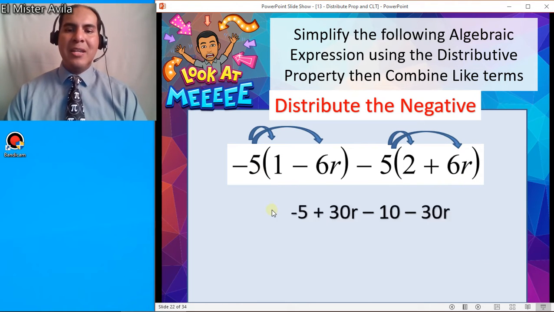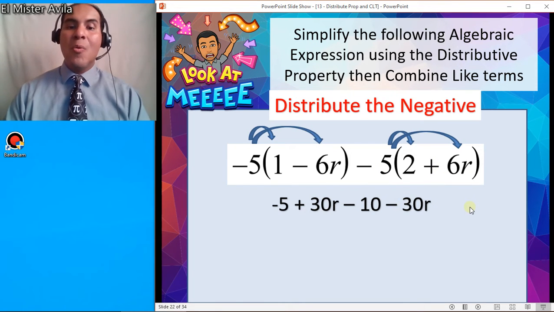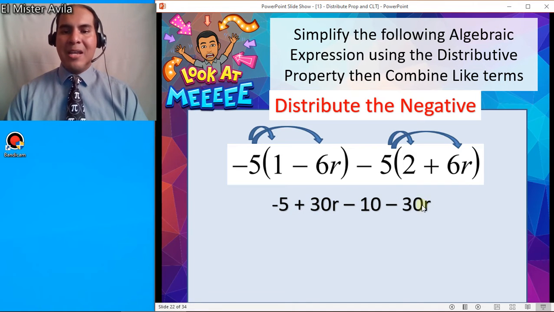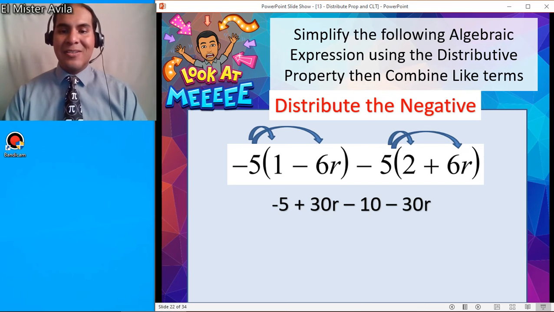Negative 5 times 1 is negative 5. Negative 5 times negative 6 is positive 30. Negative 5 times 2 is negative 10. And negative 5 times positive 6 is negative 30. So we end up with negative 5 plus 30r minus 10r minus 30r. And now that has 4 terms, and we're going to combine the like terms.